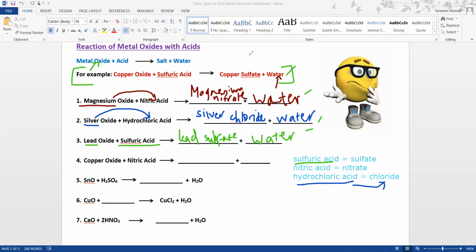Okay, so let's try the next one now. So we know that our constant is water, so I'm just going to go ahead and write it down there. Can anyone tell me what's going to be the name of the salt that's formed when copper oxide combines with nitric acid? So we're filling in our first blank here.